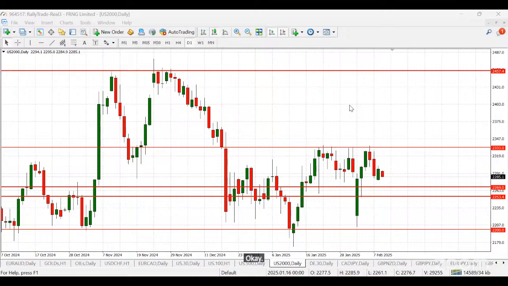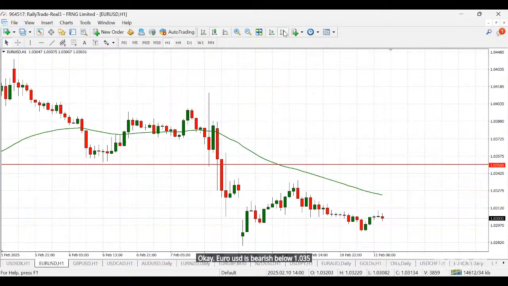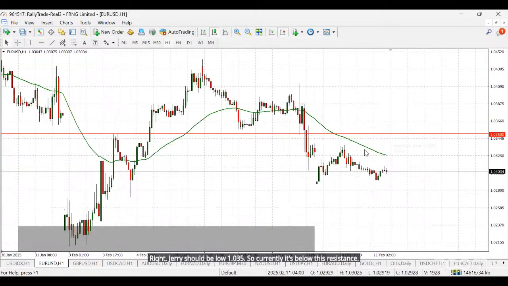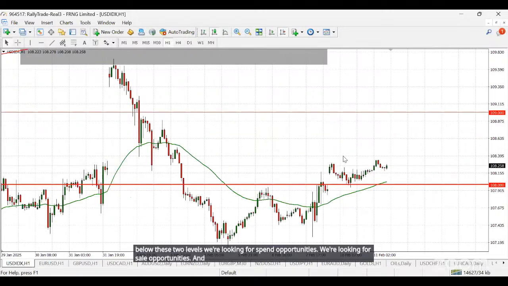EUR/USD is bearish below 1.035. Currently it is below this resistance, and it's also below the 50 period moving average. So as it is, below these two levels, we're looking for sell opportunities. And then the USD index too has to stay above the 1 week level.